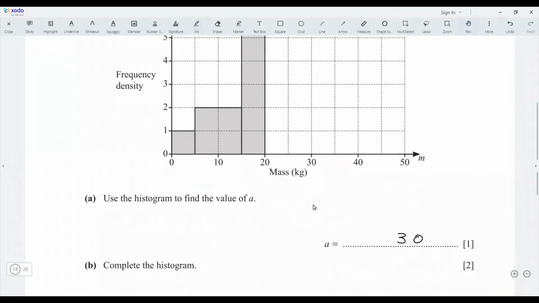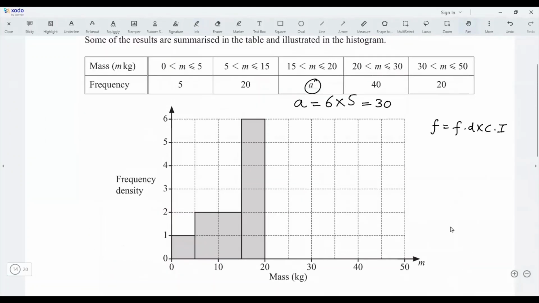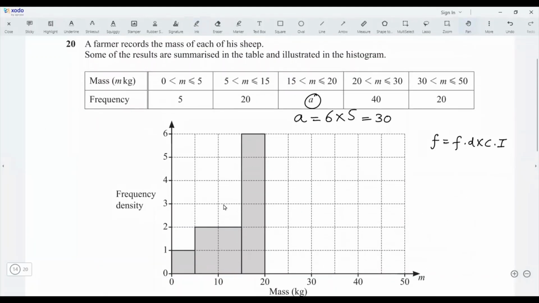So next, we have to complete the histogram. How can we complete it? By looking at the table, we have completed up to 15 till 20. Now we have to do 20 till 30. We calculate the frequency density as 40 divided by 10, because the interval is 10, using the same formula. 40 by 10 is 4, so the bar is drawn up to 4. So this is 20 till 30.